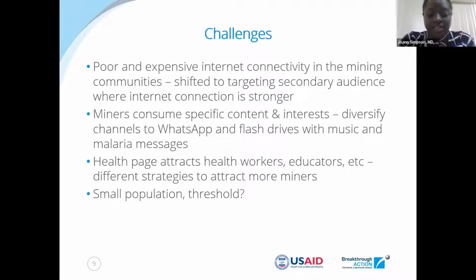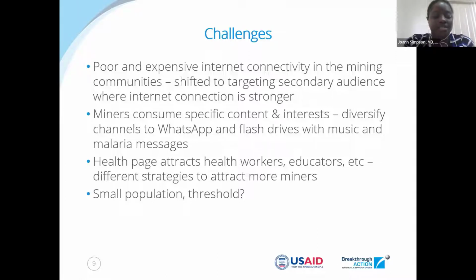So some of the challenges we've had in reaching our target audience include the fact that there's poor and expensive internet connectivity in the mining communities. We therefore shifted to targeting our secondary audience that lives where internet connection is stronger.